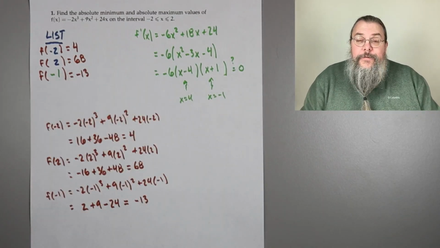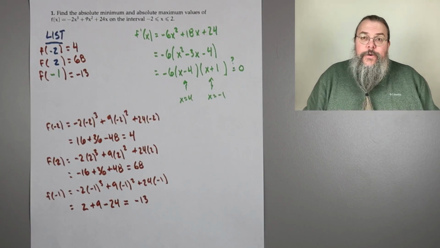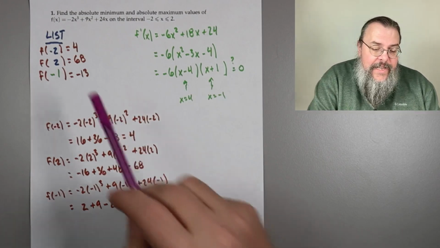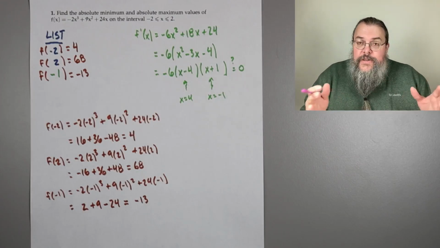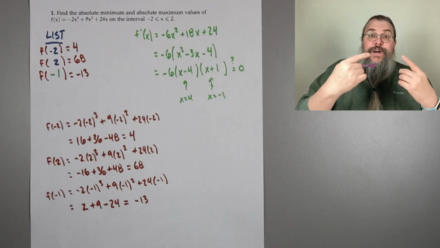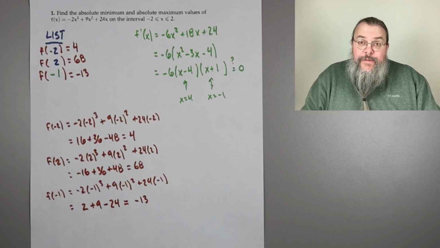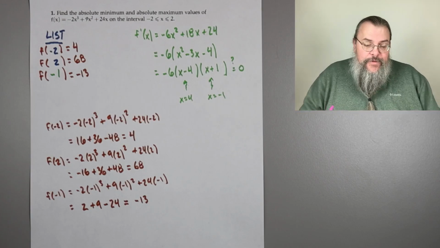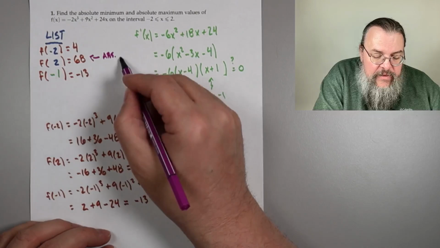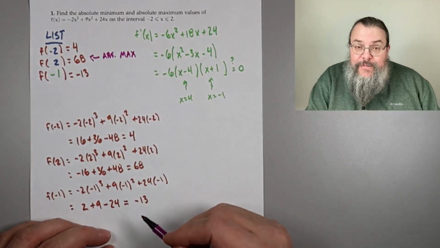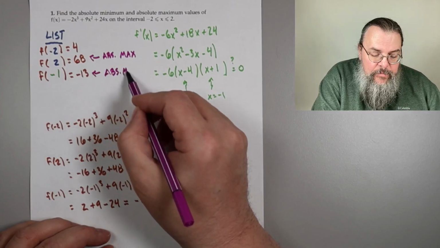And we're ready to write down our answer. In fact, it's basically done. What's left? Well, let's recall what the problem was asking. It says find the absolute minimum and absolute maximum values of our function on this interval. So we made our list, we plugged each point on our list into our function, and now here's the great thing. The biggest number is the biggest number. It's the absolute max. So 68, that's our absolute max. And our smallest number, which is -13, that's our absolute min.